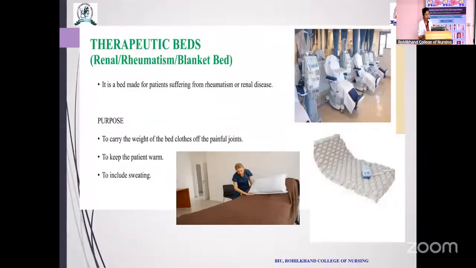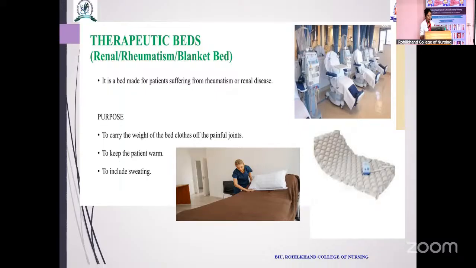There are some therapeutic beds also, renal or rheumatism or blanket bed. It is a bed made for patients suffering from rheumatism or renal disease. So the purpose of this bed is to carry the weight of the bed clothes off the painful joints, to keep the patient warm, to reduce the sweating.